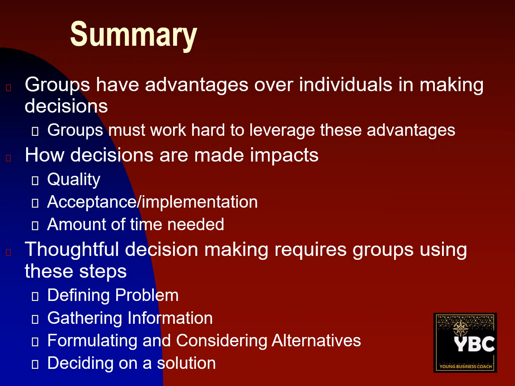Deciding on a solution. Summary: groups have advantages over individuals in making decisions. Groups must work hard to leverage these advantages. How decisions are made impacts quality, acceptance, implementation, and amount of time needed. Thoughtful decision making requires groups to use these steps: defining the problem, gathering information, formulating and considering alternatives, deciding on a solution.